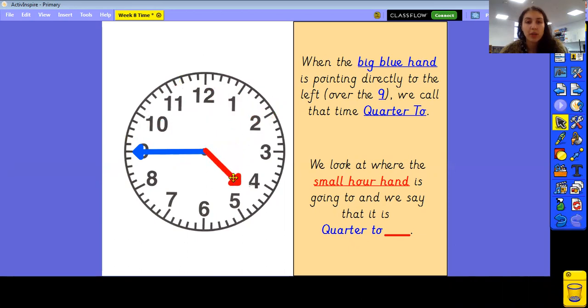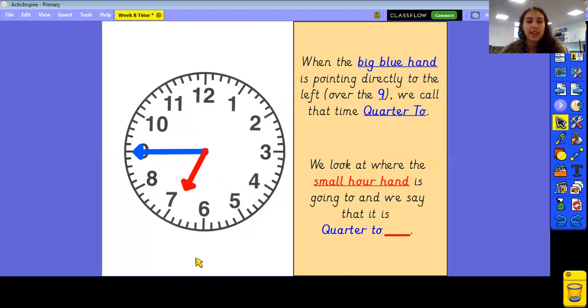What time would we call this? Well, the big blue hand is pointing at the 9, so this shows us it is 1/4 to. Now let's look at the red hand. Where is it going to? It's going to the 5. So 1/4 to 5. Let's have a look at another time.